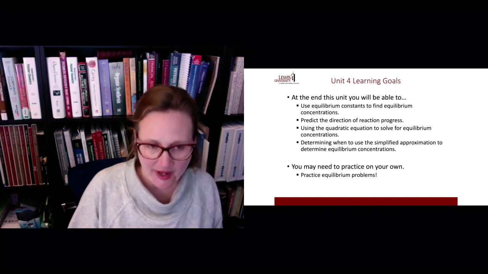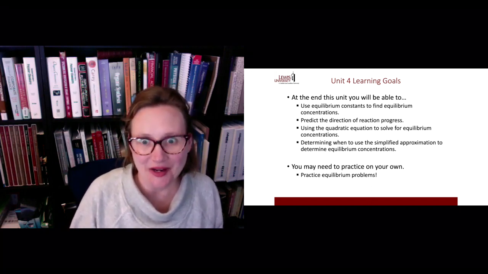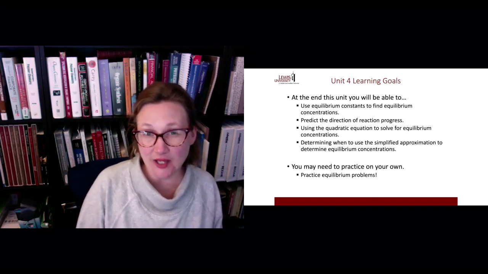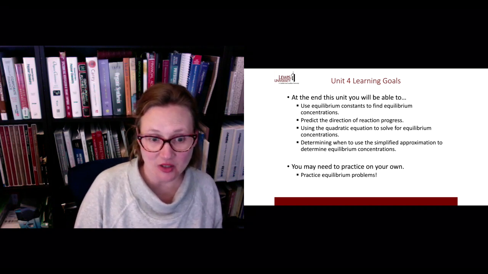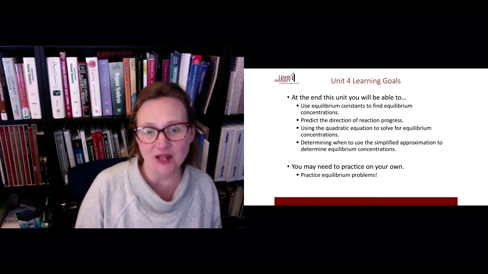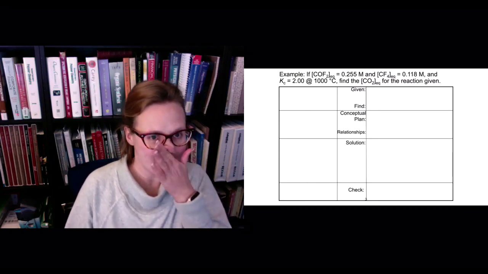Then we're going to bring in something that you'll really like, and that's the simplified approximation. We're going to determine when we can use it when we're doing these equilibrium concentrations. Something that you may have to do on your own is practice, practice, practice. We really need to practice these equilibrium problems. All right, so let's get started.